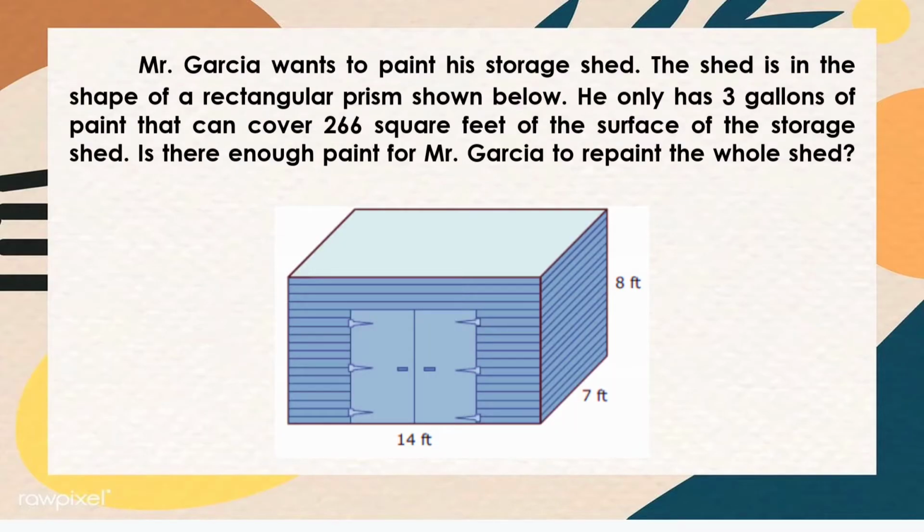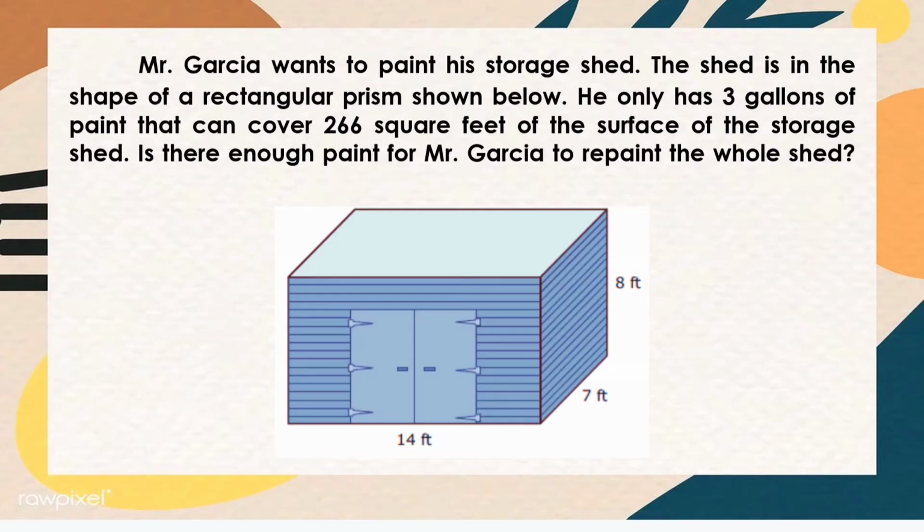So let's take a look at this example. Mr. Garcia wants to paint his storage shed. The shed is in the shape of a rectangular prism shown below. He only has 3 gallons of paint and can cover 266 square feet of the surface of the storage shed. Is there enough paint for Mr. Garcia to repaint the whole shed?